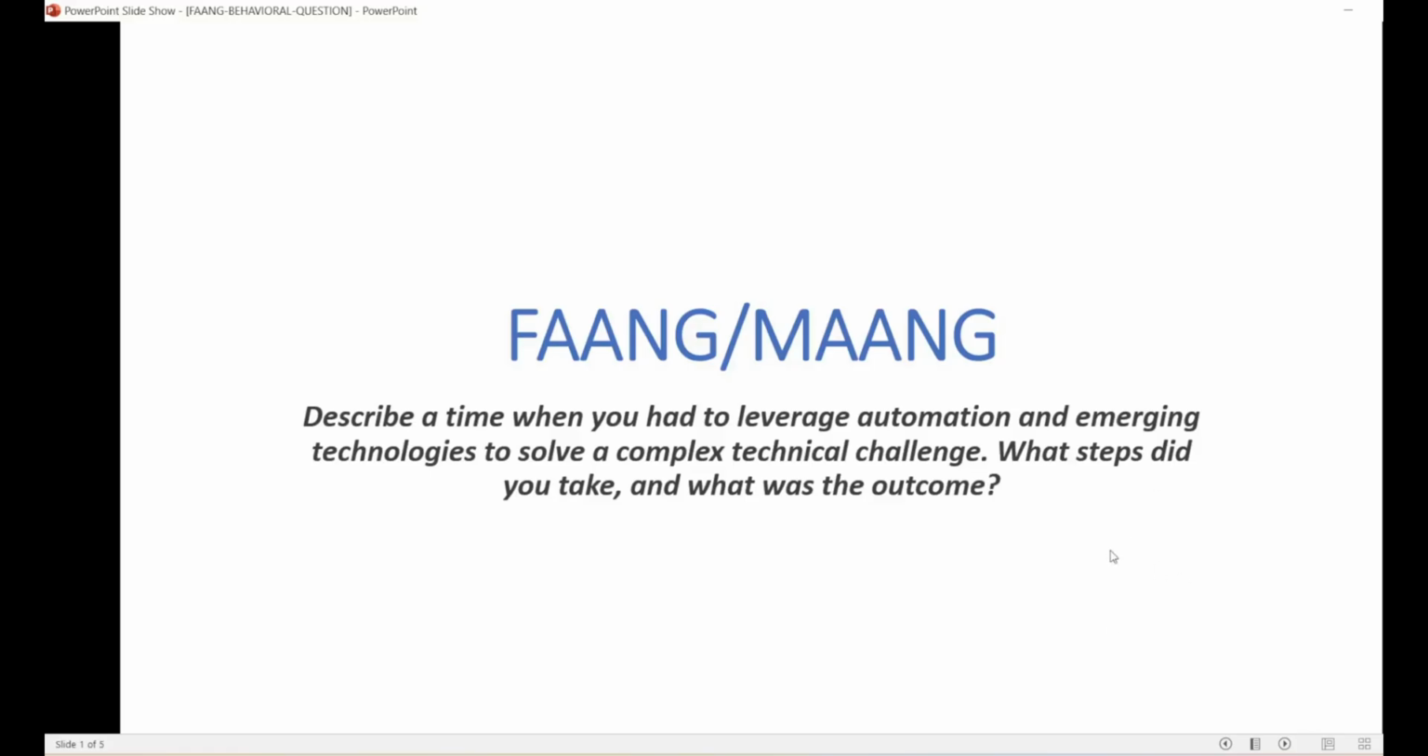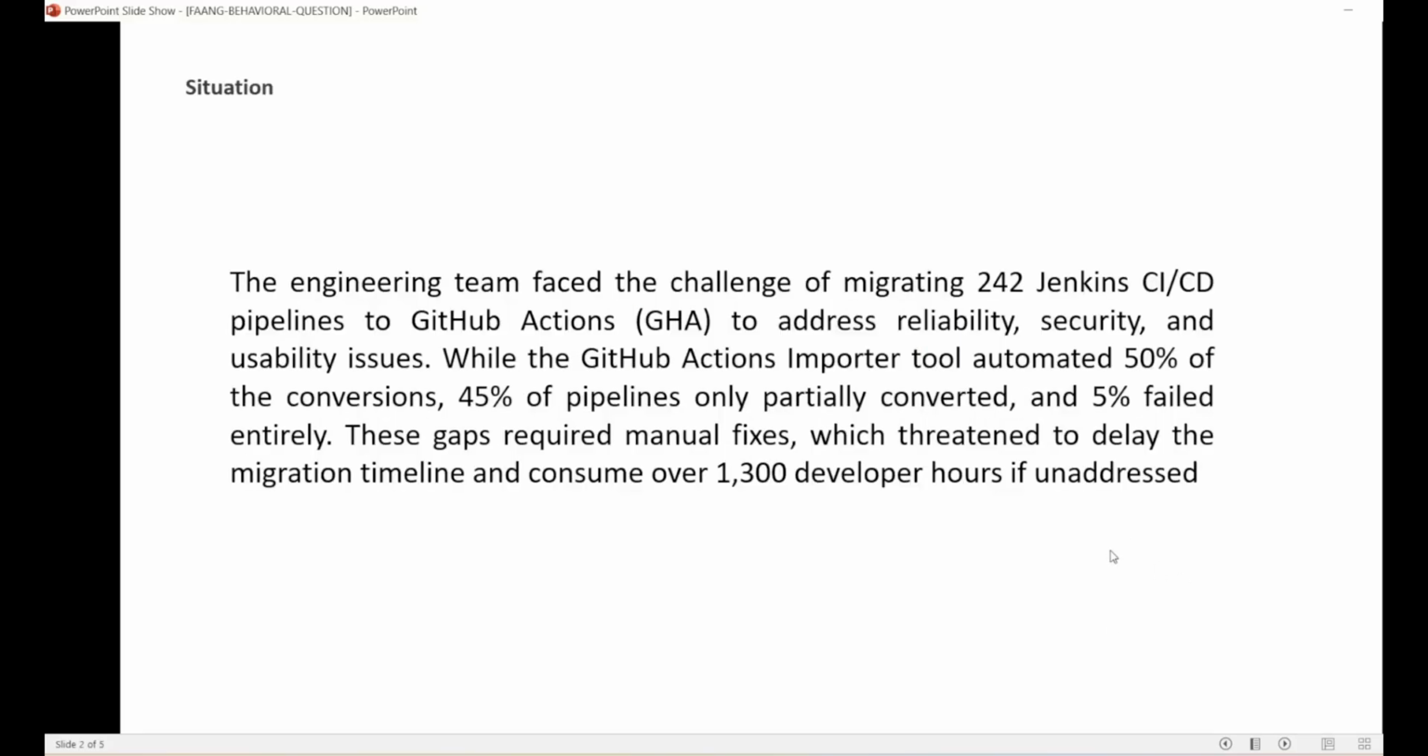So what is the situation? STAR means first we start with the situation. You can tell this: when I was working with company ABC, one of the engineering teams faced challenges in migrating 242 Jenkins CI/CD pipelines to GitHub Actions. To address this, I was involved as part of this situation.